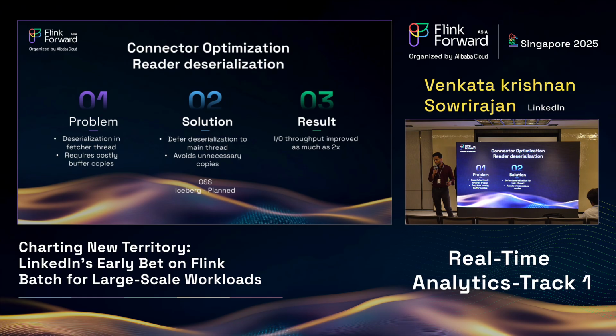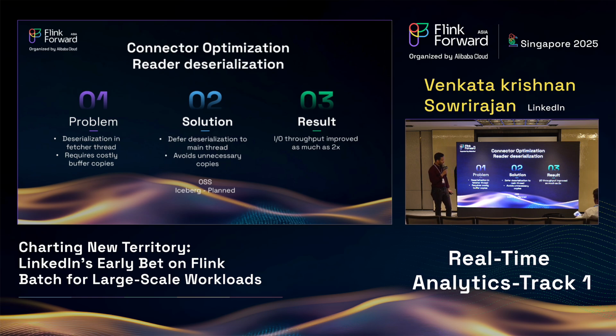Due to the underlying file formats, a requirement to reuse the objects to improve the throughput required costly copies in order to avoid any race conditions. But this significantly affected the overall throughput. Therefore, we re-implemented the connector, wherein instead of deserializing on the fetcher thread, we delegated it to the task thread to do the deserialization, and this actually improved the throughput as much as up to 2x in this case.